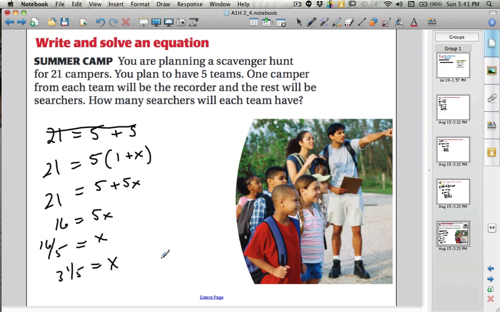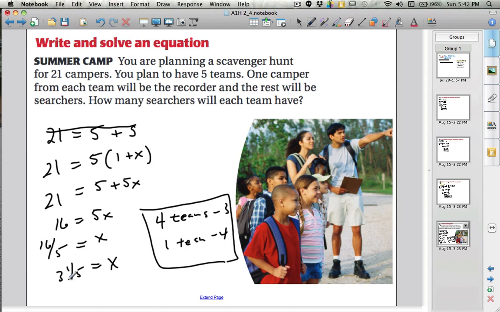Now, it's important that we think about this. If I really want to answer the question, is it possible for any team to have 1/5 of a searcher? It's not. So when I really answer the question, 4 teams have 3, and 1 team has 4. That'll be my 12 searchers, and 4 searchers would be 16 searchers. That's really the way this works out.